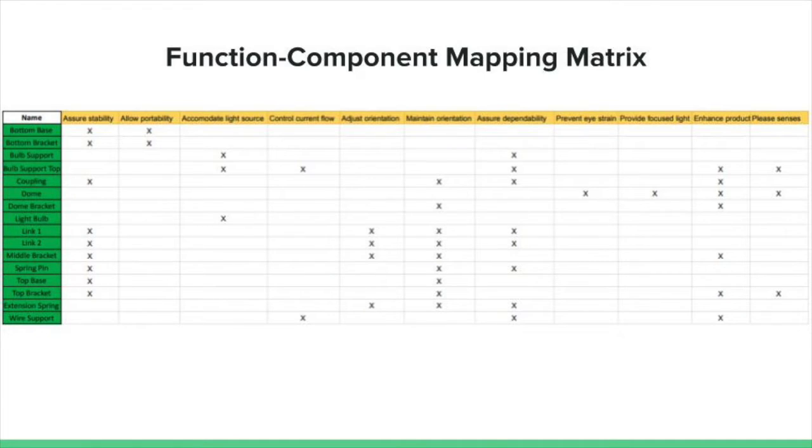This slide shows the function component matrix. It maps what components in the assembly are responsible for performing the functions depicted as the leaf tips in the FAST diagram. The functions are represented as columns and components as rows. We can note here that each component maps to at least one function and vice versa.